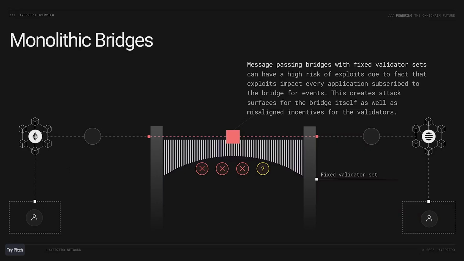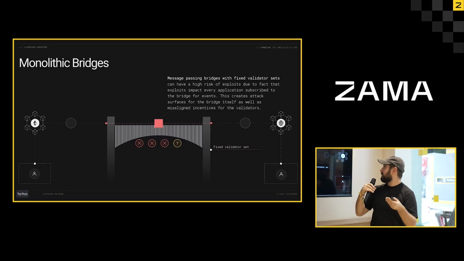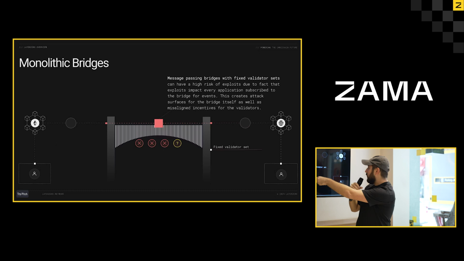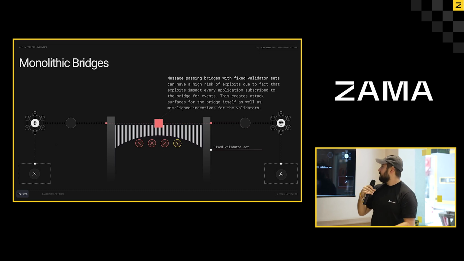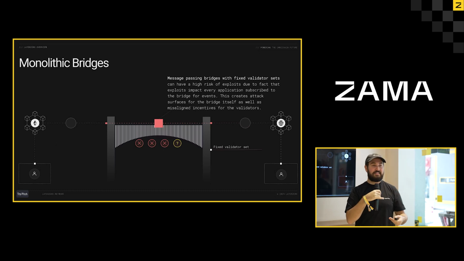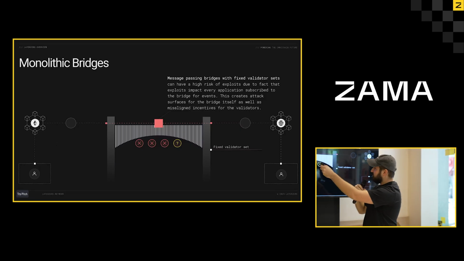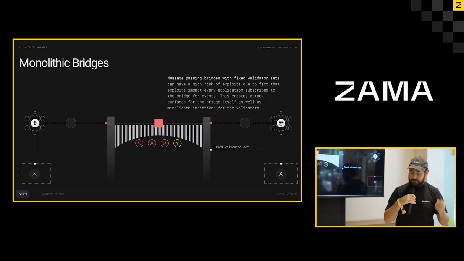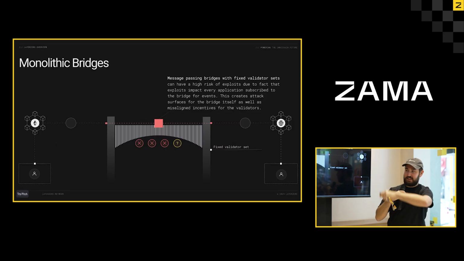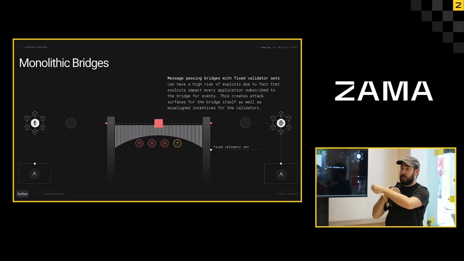So historically, when we talk about value transfer and just any type of cross-chain system, the background has often been very, very difficult for users and developers alike. Message passing bridges with fixed validator sets, like the one that you see here, have very, very high centralization risks associated with them. The reason is that when you connect two different blockchains, every application that is using this connection is reliant on these validators telling the truth.